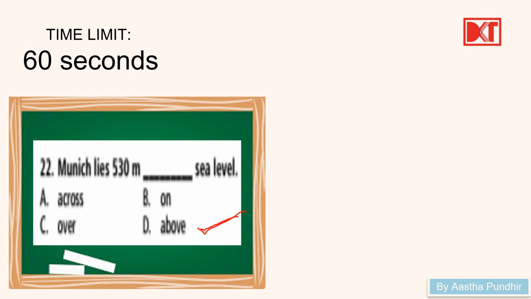All right. In the other words, we have across, which is used to show movement from one side to another side. On can be used for a surface, or over. Over can be used when you're talking about something that is above something. All right.